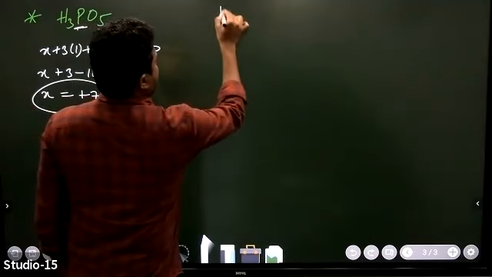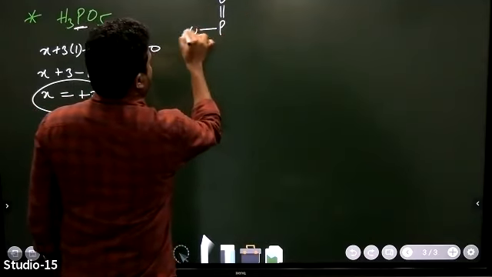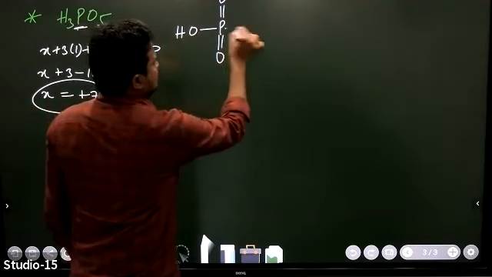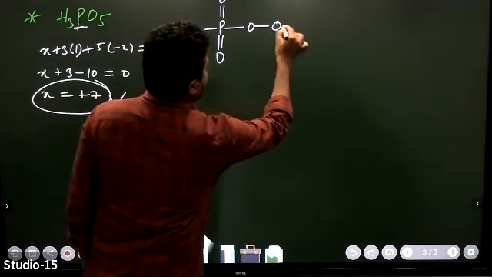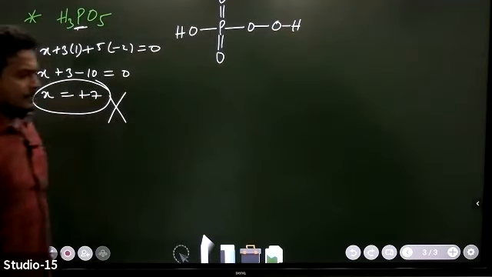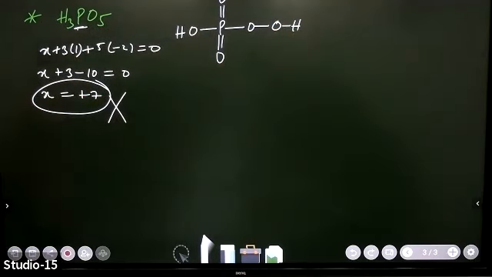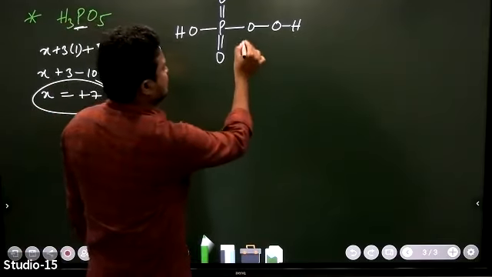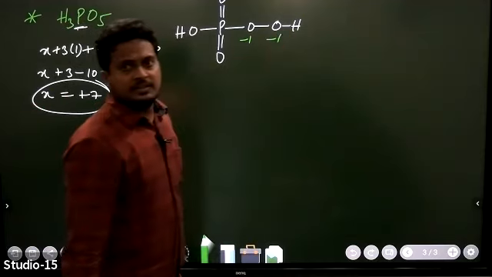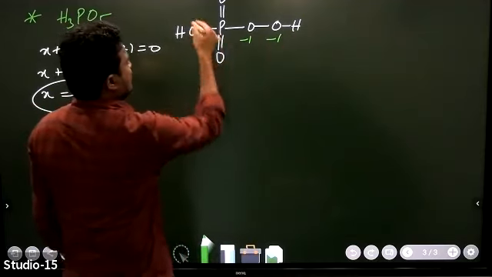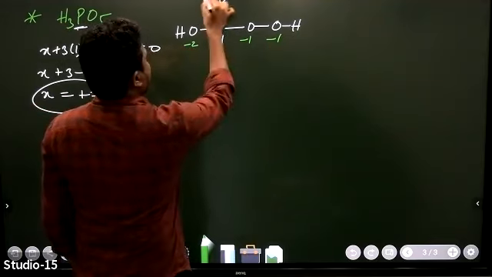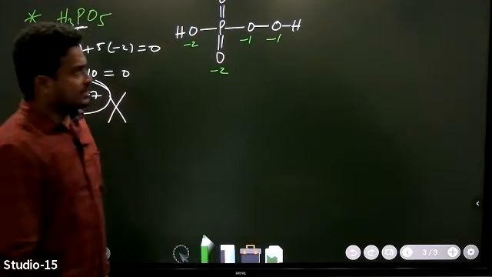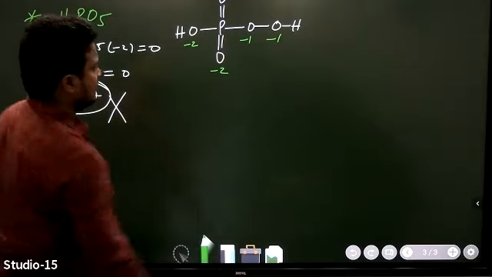P double bond O, one OH, and one more double bond O. This is the structure of H3PO5, peroxophosphoric acid. In peroxy linkage, each oxygen shows which oxidation state? -1 oxidation state. These three are common, -2. Hydrogen normally shows +1 oxidation state with non-metals. Now tell me.